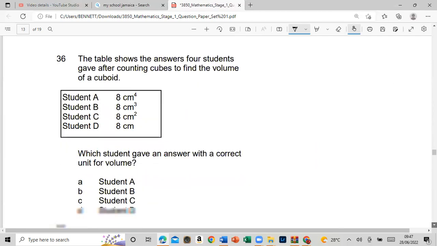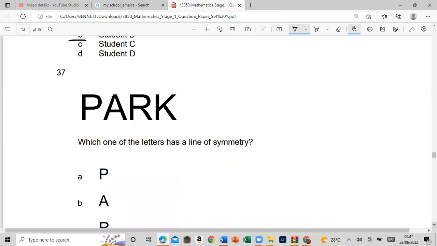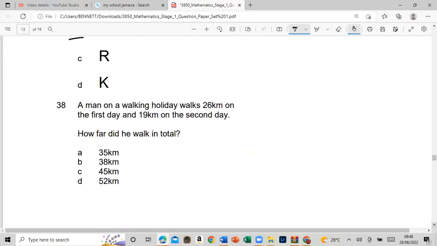36. The table shows the answers 4 students gave after counting cubes with a volume of Q. What student gave the correct answer for the volume? Not A. B, with the 3. So that's B. Volume is Q. Which one of the letters has a line of symmetry? And that would be A. You can cut it and you have 2 exact same halves. So that's A. Let's move on to 38.